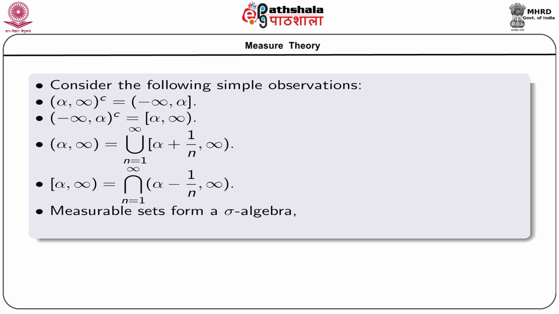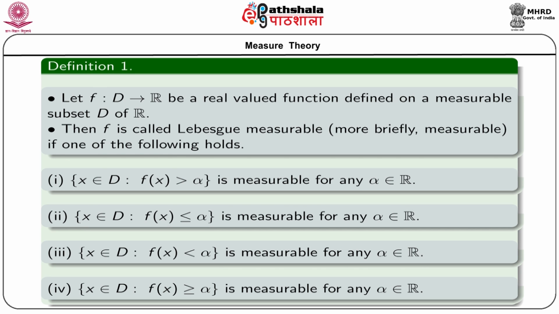Since measurable sets form a sigma algebra, and you all know that set theoretic operations remain invariant under inverse mapping, the assertion that the conditions 1, 2, 3, 4 in the last slide are equivalent just follows from the fact that measurable sets form a sigma algebra. So, when we try to show that a typical function is measurable, we will have to show only one of the 4 conditions.